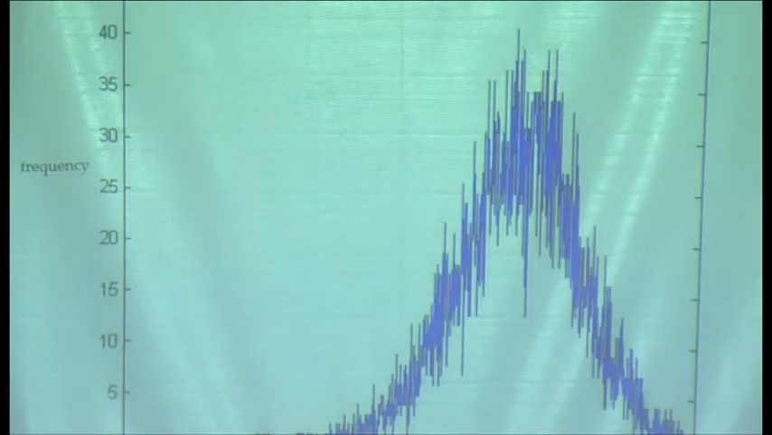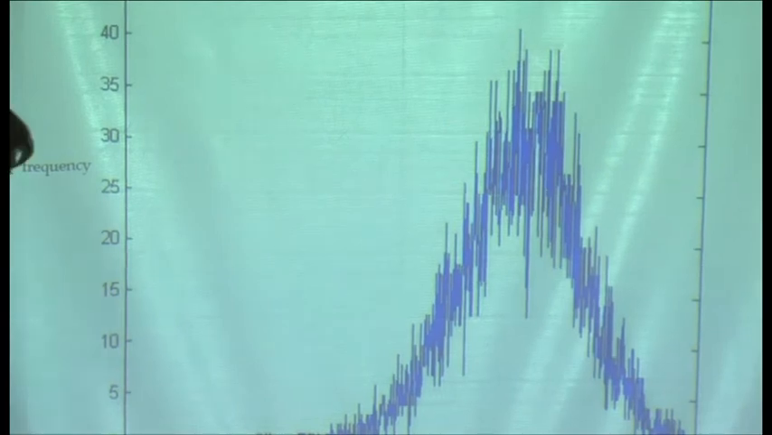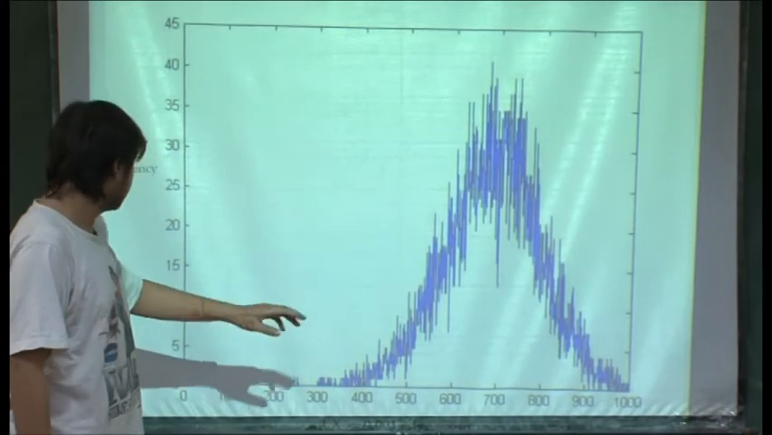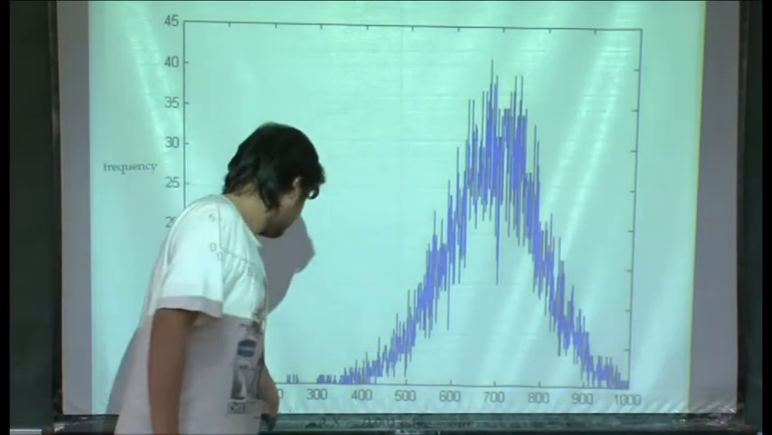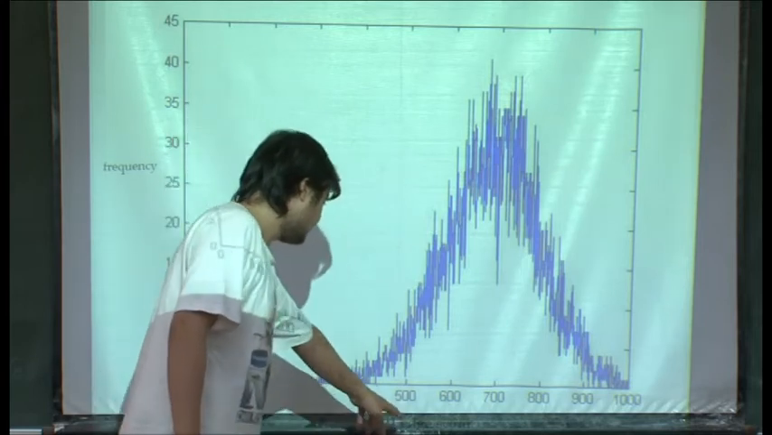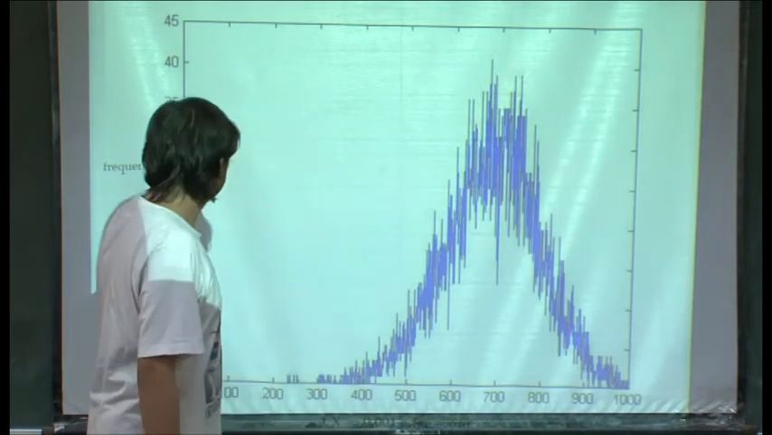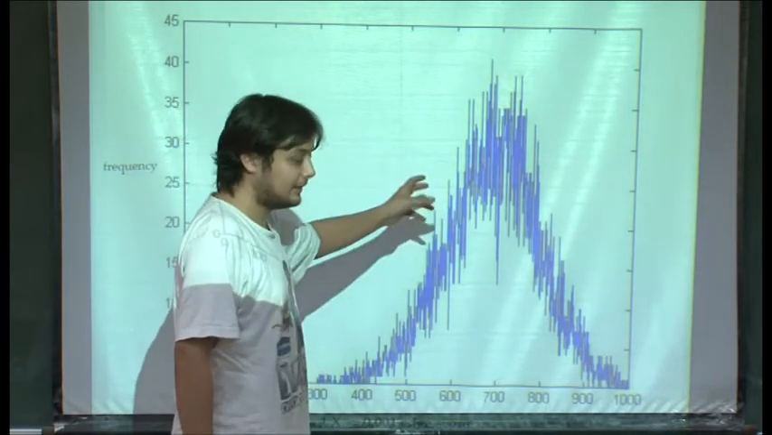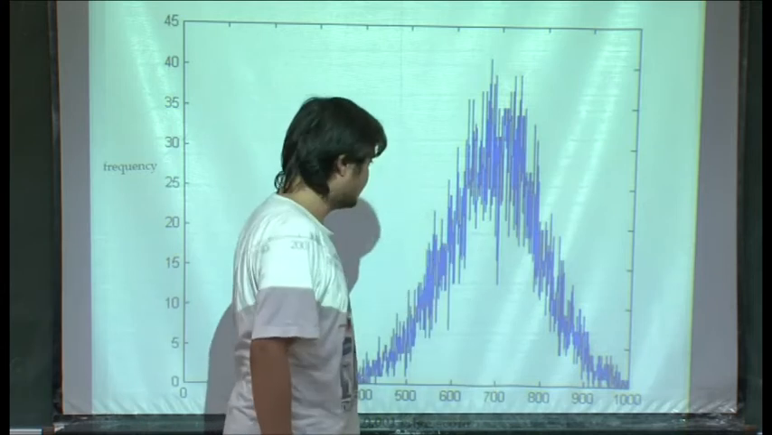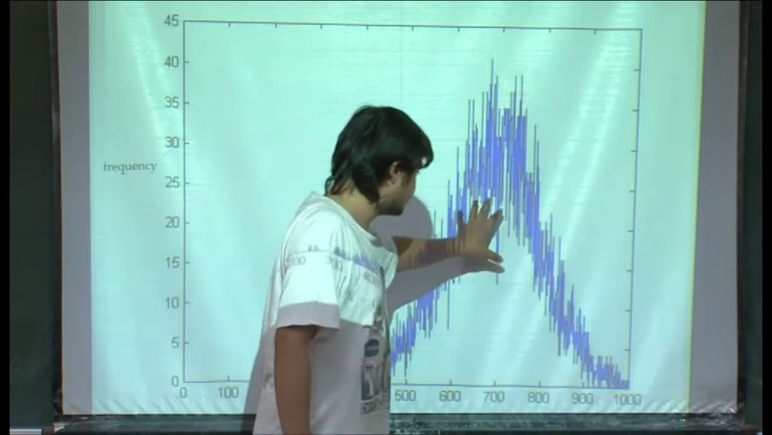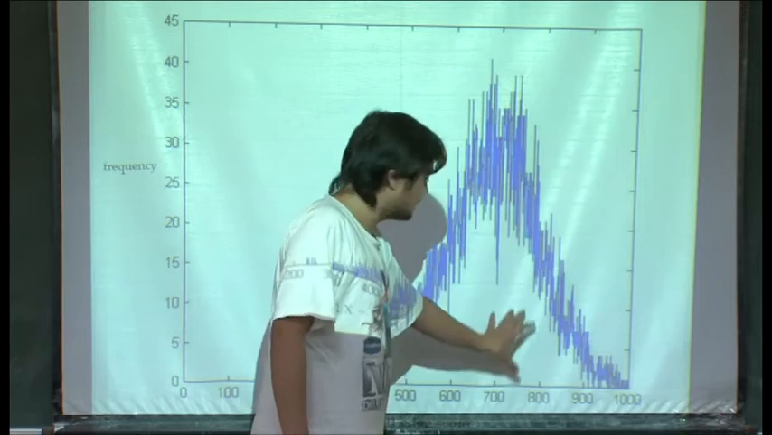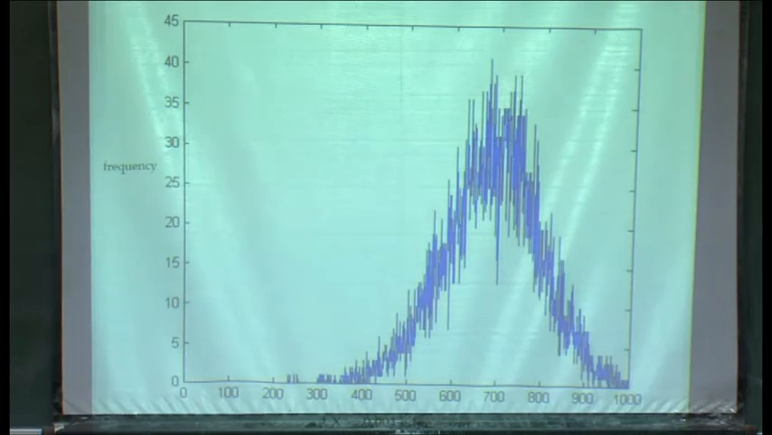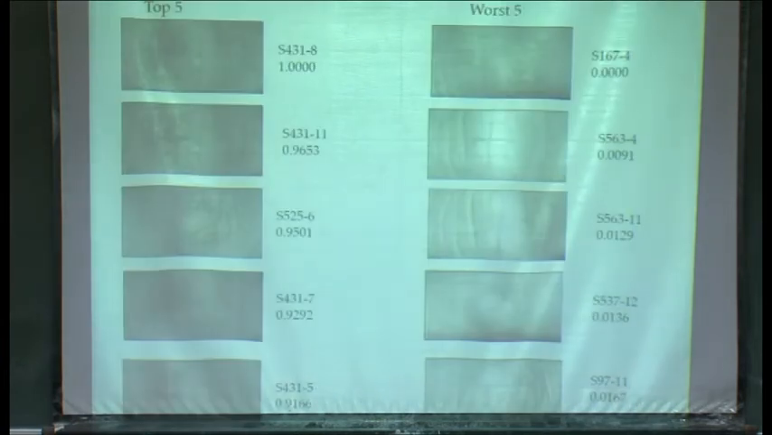Here the graph is plotted for the whole database. The frequency, here one value represents a 0.001 score. So it's the frequency of how many images got this score. In this edge detection, many images lie in this area, and for the top images they are very few, which have got very good edge detection.